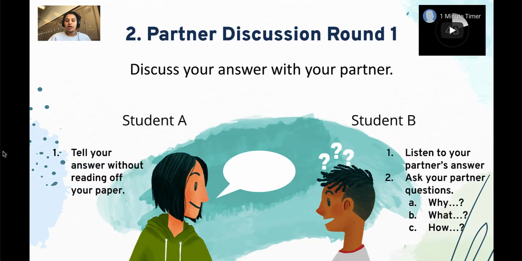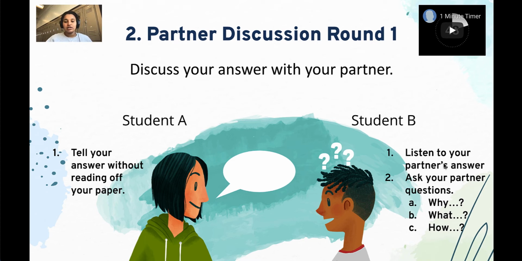Step 2, partner discussion, round 1. Your teacher is going to assign you to work with a partner. One of you is going to be student A, and the other is going to be student B. Student A is going to tell student B their answer. They're going to do their best to not look at their answer. You just want to use what's in your memory.